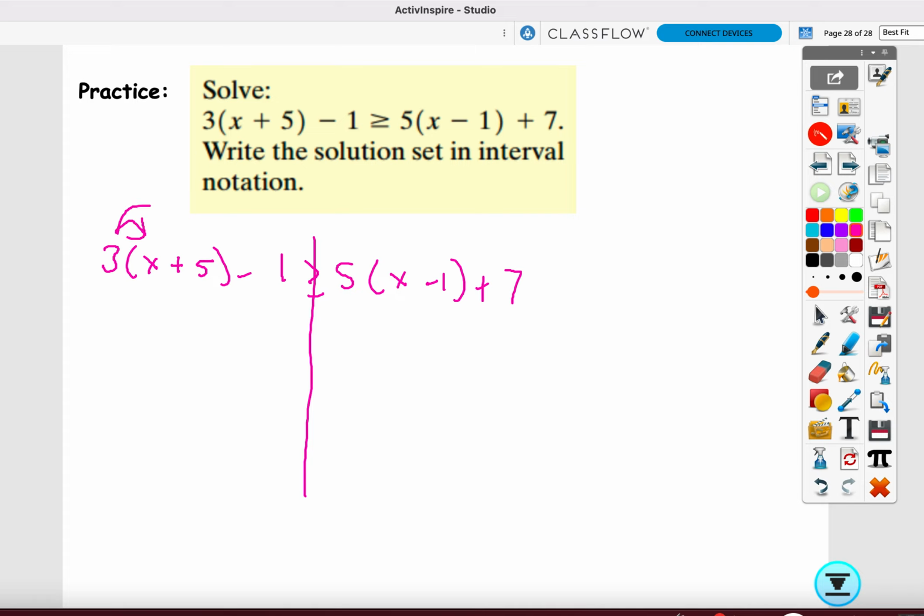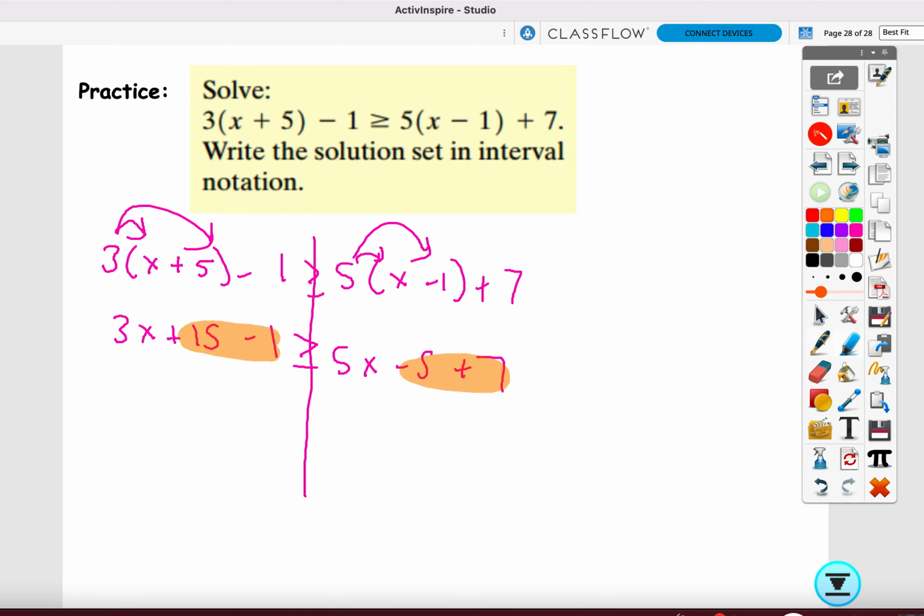So we're going to distribute the 3. 3 times x is 3x. 3 times 5 is 15. Minus 1 is greater than or equal to. So distribute the 5. So then we get 5x minus 5 plus 7. Combine your like terms, right? We can combine the 15 and minus 1 and the negative 5 and 7 over here. So 15 minus 1 is just 14, and then negative 5 plus 7 is just plus 2.